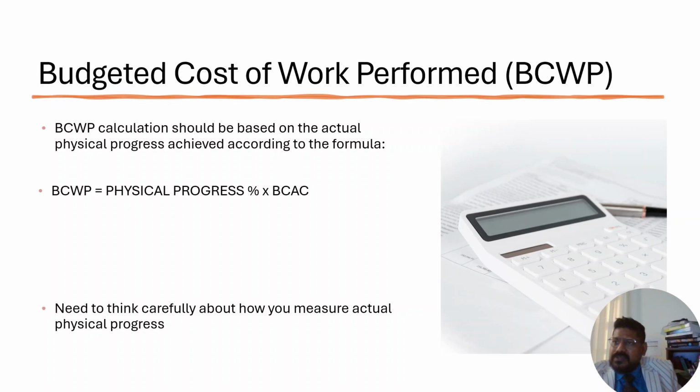BCWP, budgeted cost of work performed. BCWP calculation should be based on the actual physical progress achieved. According to the formula, BCWP is equal to physical progress percentage into BCAC. Need to think carefully about how you measure actual physical progress.